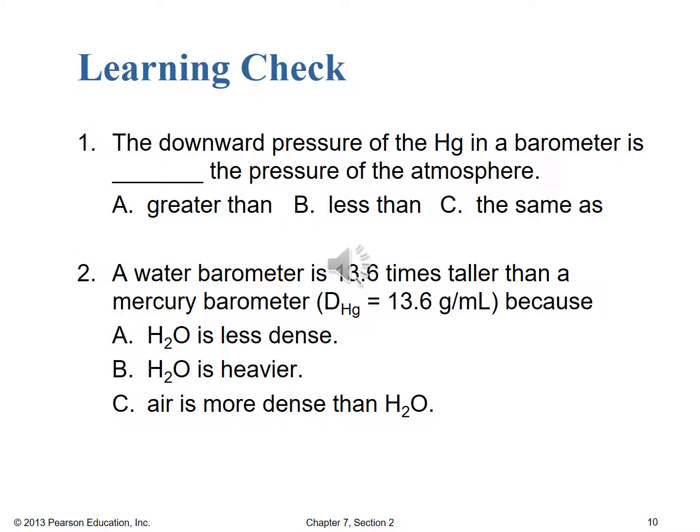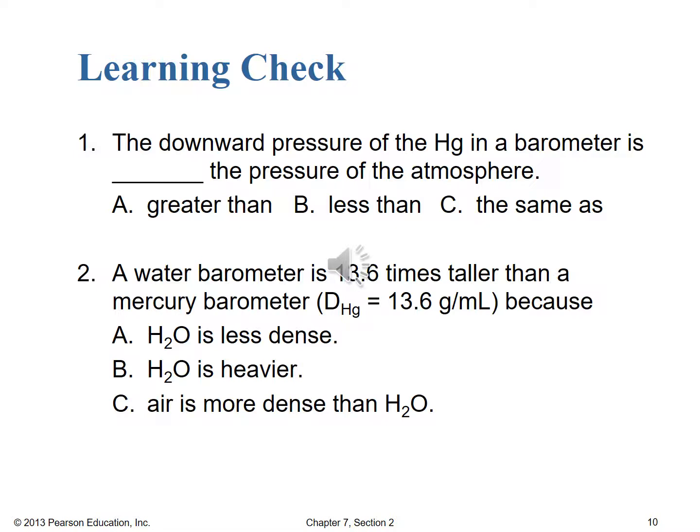All right, so let's end this section of the chapter with a final learning check. And this learning check, like the other one in this section, will have two questions. So first, the downward pressure of the mercury in a barometer is blank the pressure of the atmosphere. So make your selection there. Hopefully that one's nice and simple.